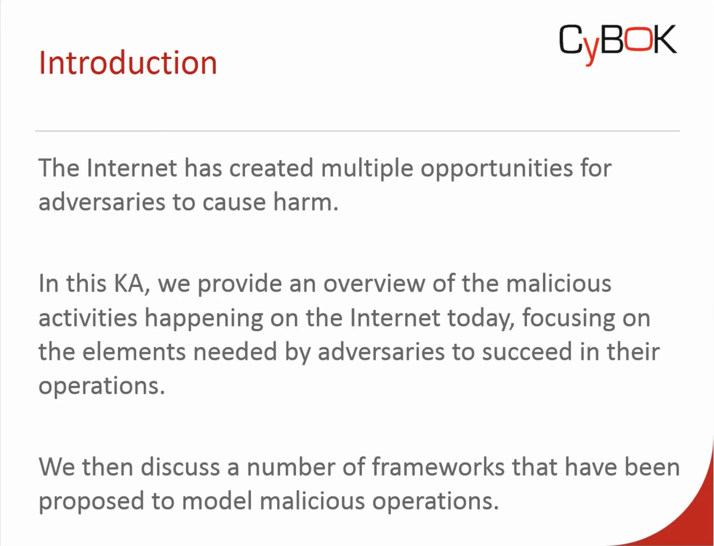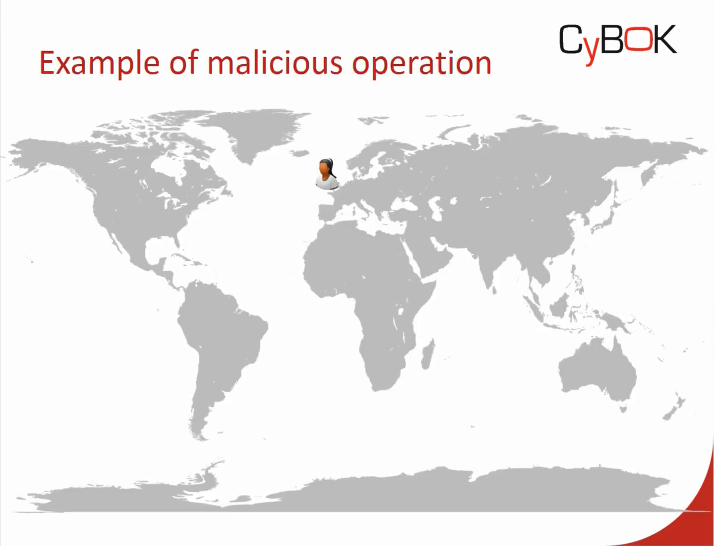So I will start by giving you an overview of what a malicious operation looks like, a complex, multi-country malicious operation, which is basically the focus of what we're talking about in this knowledge area. So suppose we have a user located in the United Kingdom, and this user wants to visit a website, let's say the weather website that she visits every day to check what the weather is like today. To do that, she will basically direct her browser to the weather website, and her browser will contact a web server, which in this case is located on the west coast of the United States.